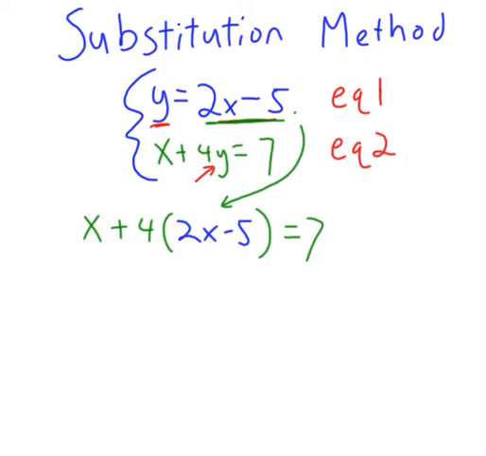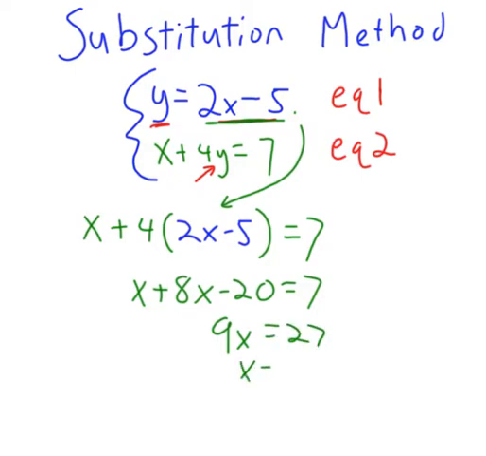From here, I distribute. So I'll have x plus 8x minus 20 equals 7. I'll combine like terms. 9x equals 27. And I will have x equals 3. Great, so we found x. But now we need to find y.